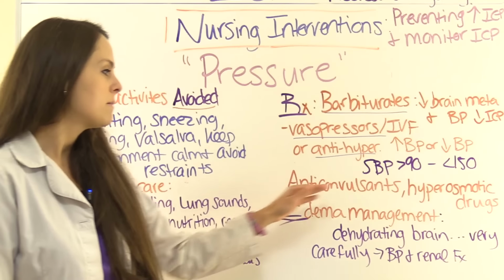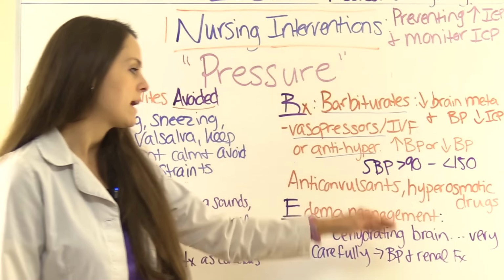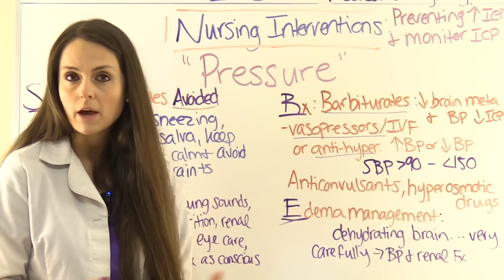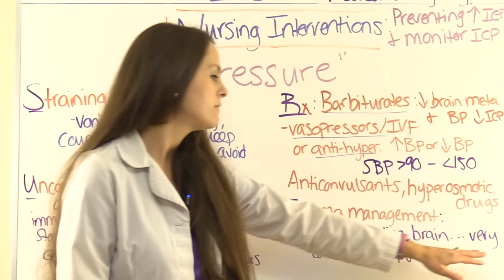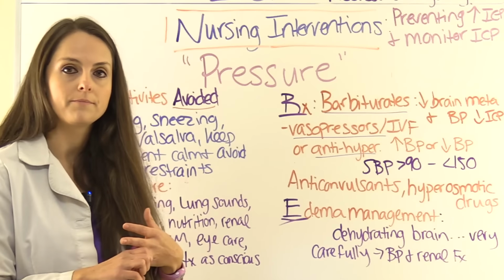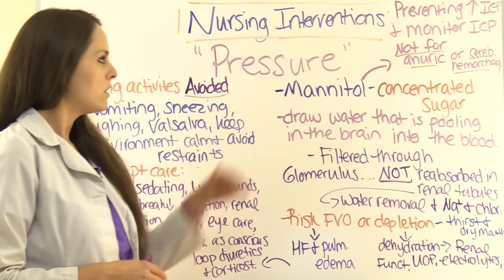E for edema management. A hyperosmotic drug used a lot of times that we're going to talk about is called mannitol. And what we're going to do, we want to dehydrate the brain because there's a lot of swelling and edema going on in there. And this has to be done very carefully, and you have to monitor that blood pressure and renal function. So let's take a closer look at mannitol.